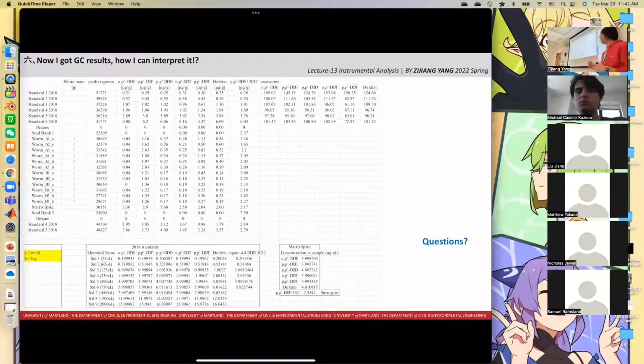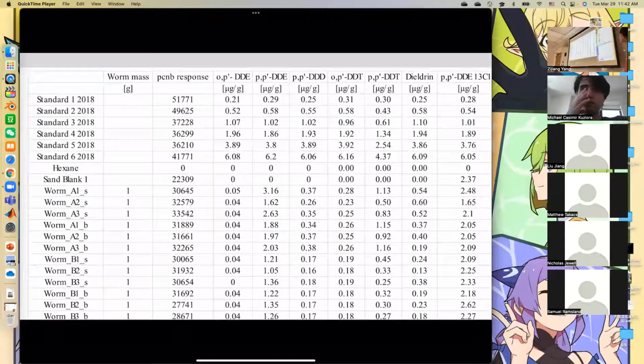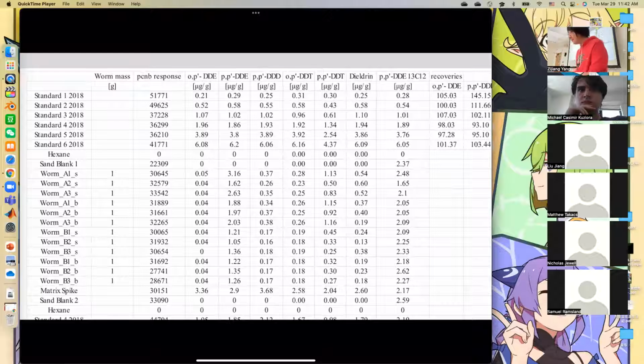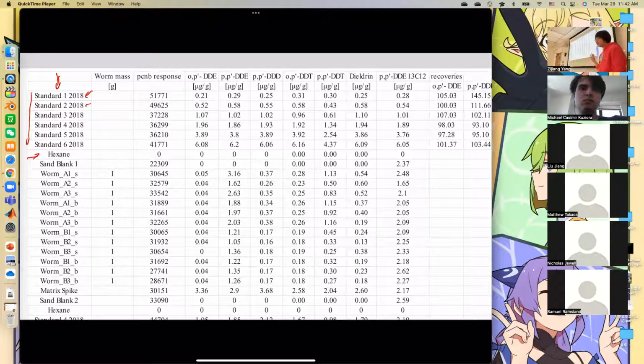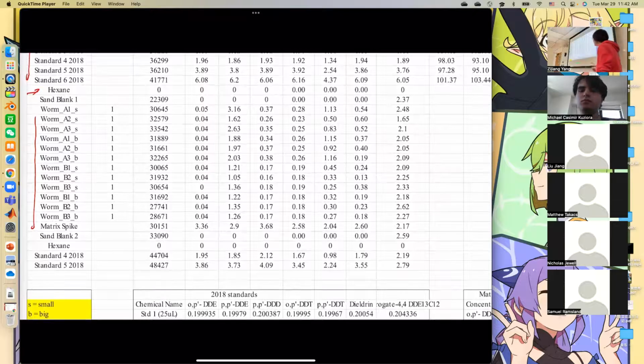Okay, and here is an example of the result. This is very small, so let's make it a little bit larger. So this is the result of my experiment. We can see this shows the sample array, and this is standard 1, standard 2. So first we have different standards. And then we have this hexane, which is the instrumental blank. And then we have the concentration in earthworm. So in this case, it is not the soil, it is the earthworm.